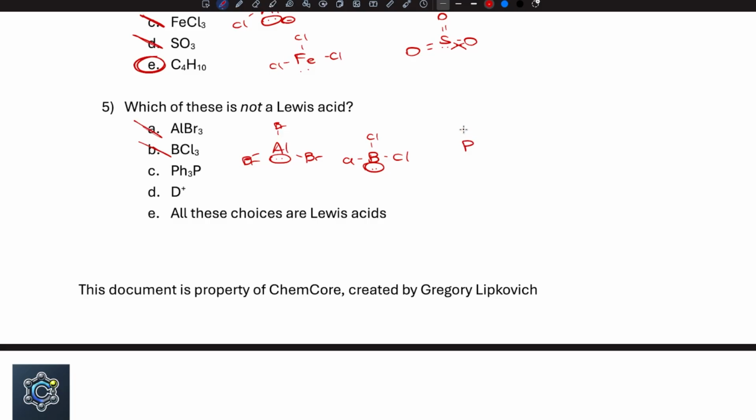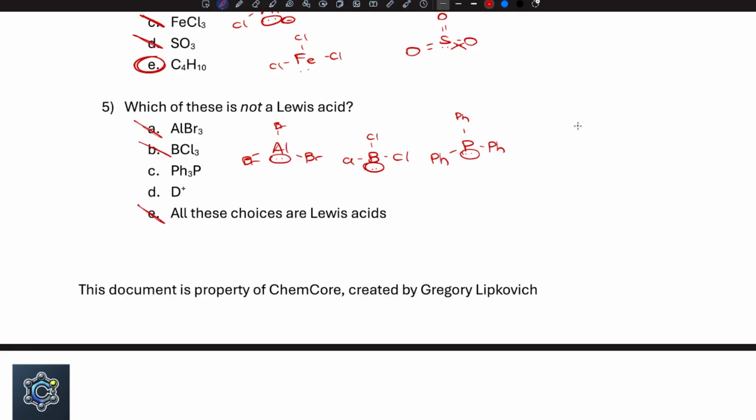Phosphorus surrounded by these phenyl groups, which we'll talk about later. This is kind of an advanced question. If you're not sure what pH is, don't worry. We'll talk about it in a video in the next unit. But phosphorus already has these 3 bonds and a lone pair, and we can't just break off one of these phenyl groups. It's not a hydrogen. Because of that, it's definitely not going to act as a Lewis acid. And so we can assume that it's answer C.